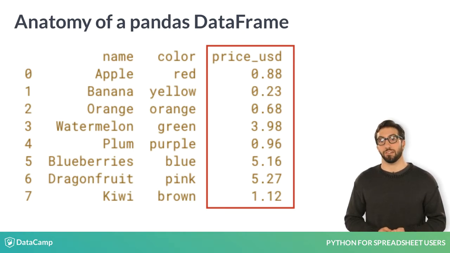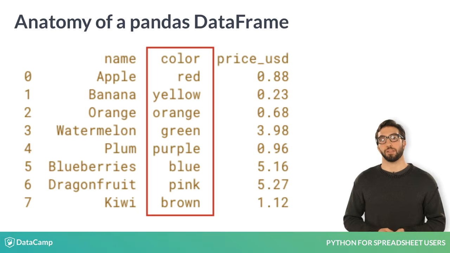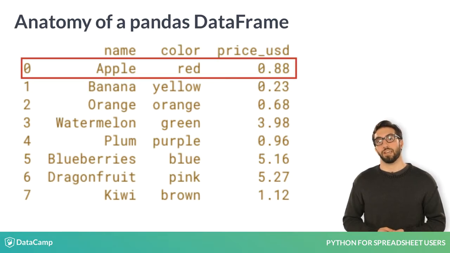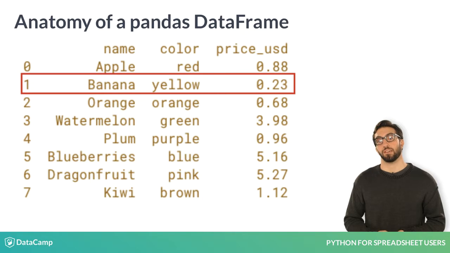The price column here is numeric. We can expect to perform mathematical operations on it later. The color column is populated with text entries. Each row in this data frame is a specific observation of a fruit's name, color, and price in US dollars.